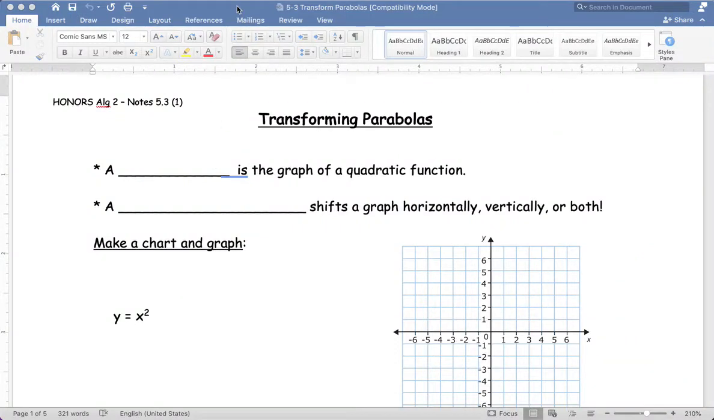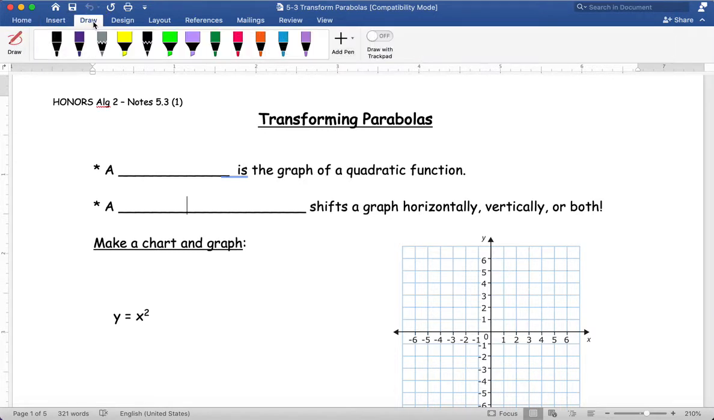So here we have Chapter 5, Section 3. This is Part 1. And I'm going to attempt to use the tablet writer to do the notes. Let's hope my graphs get okay.